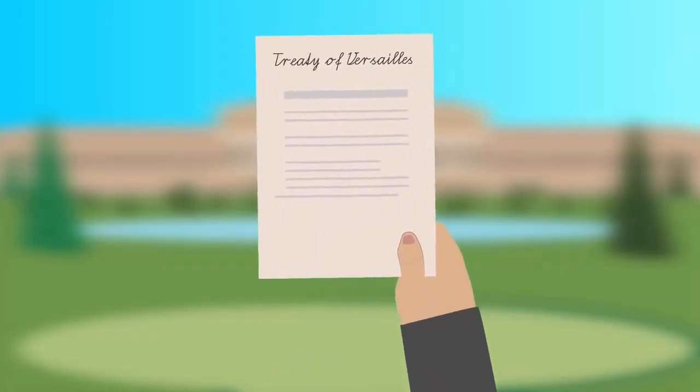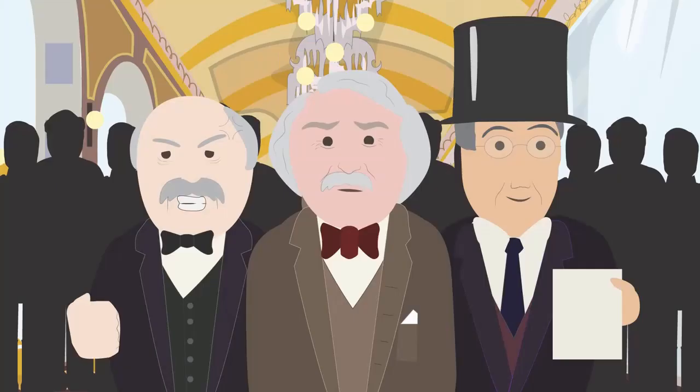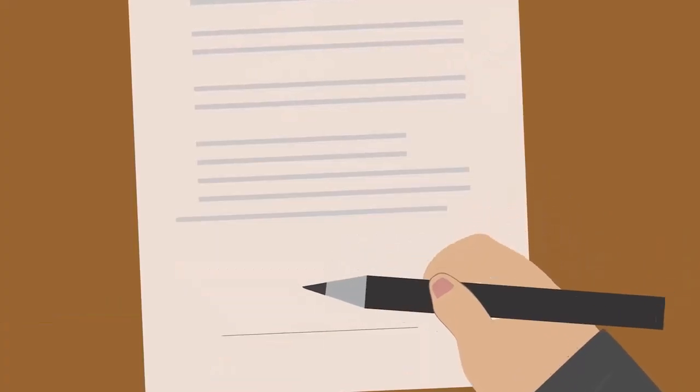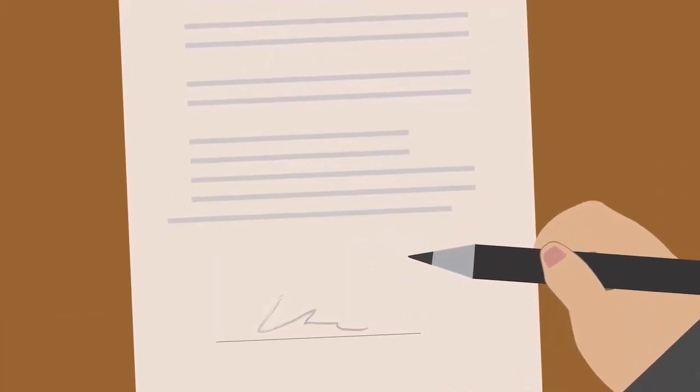When the Treaty of Versailles was ready, Germany was shown the document, but there was no negotiation. Their rebuttal was ignored. On 28 June 1919, the delegates met at the Hall of Mirrors in the Palace of Versailles near Paris and forced 2 German representatives to sign it.